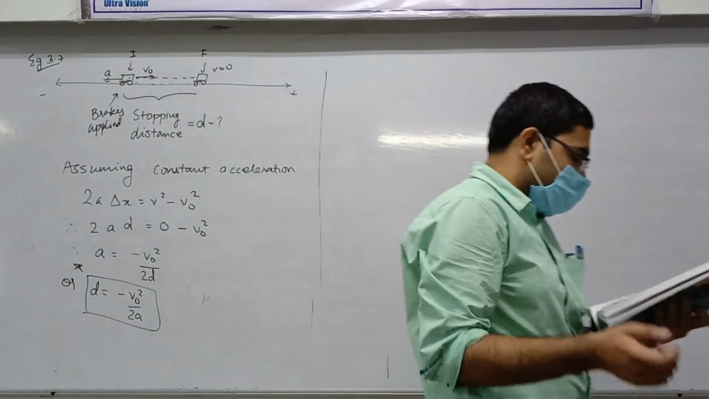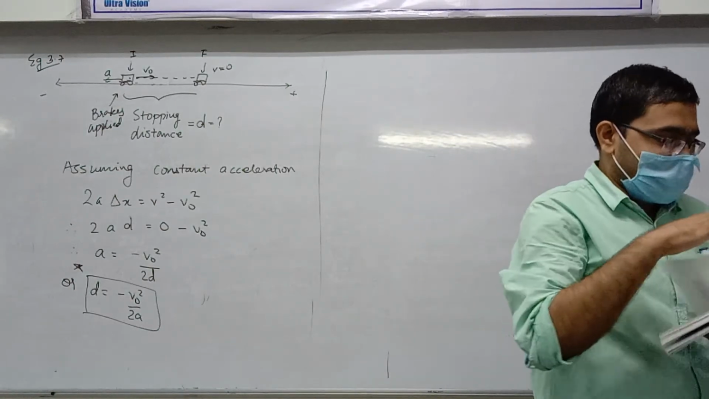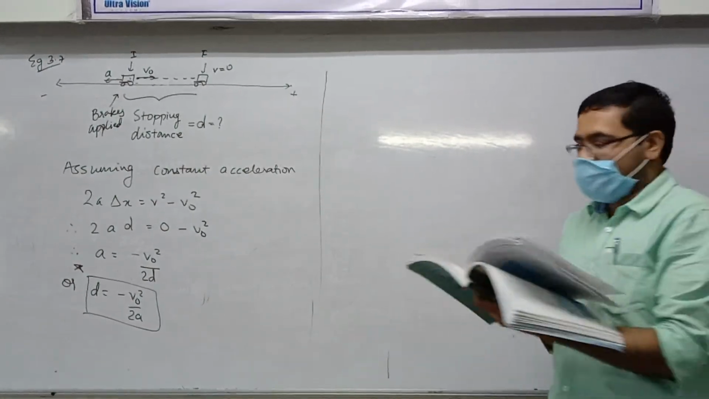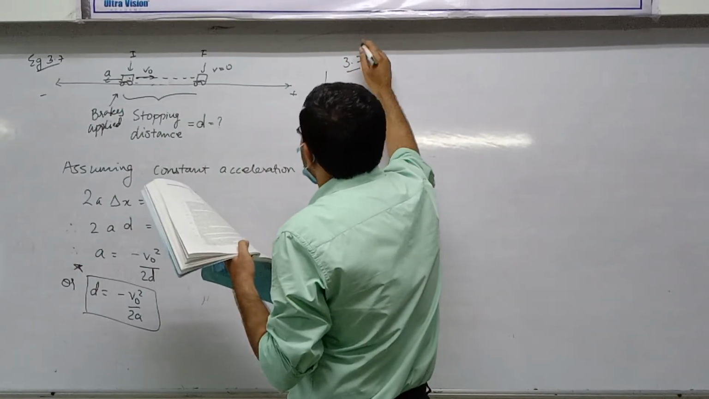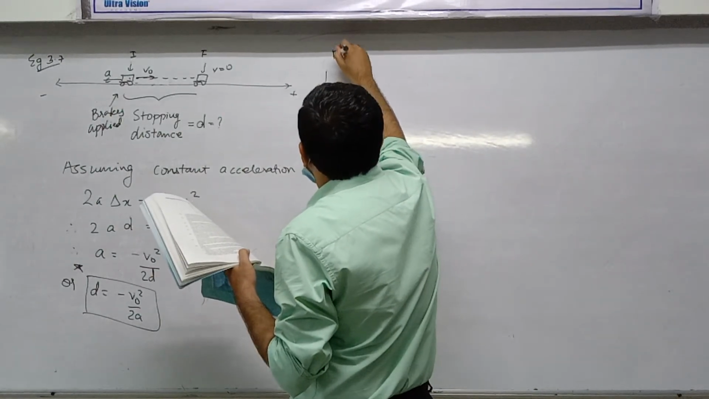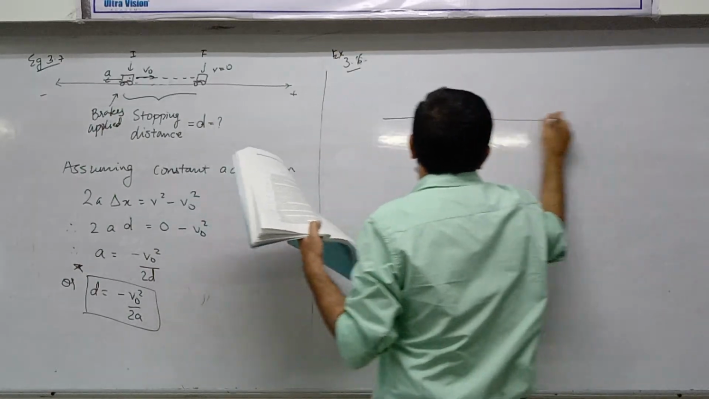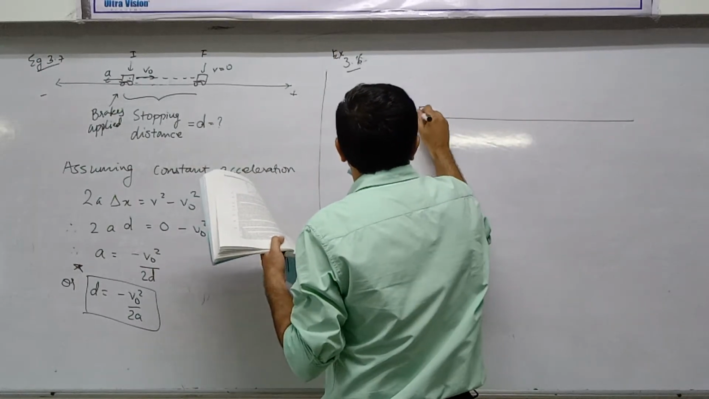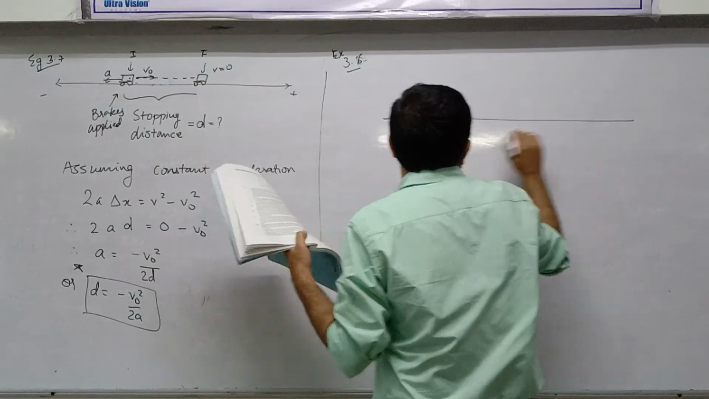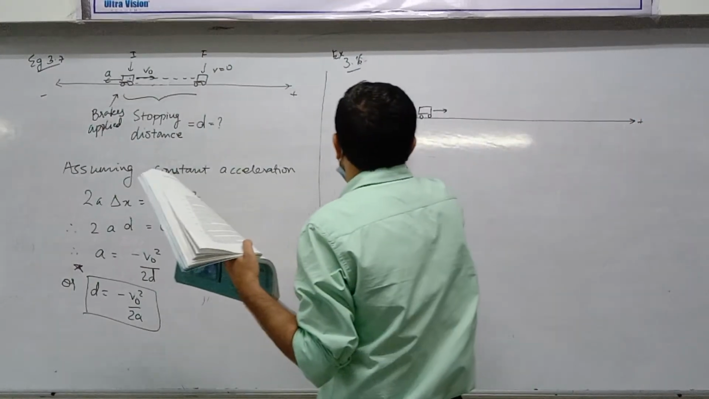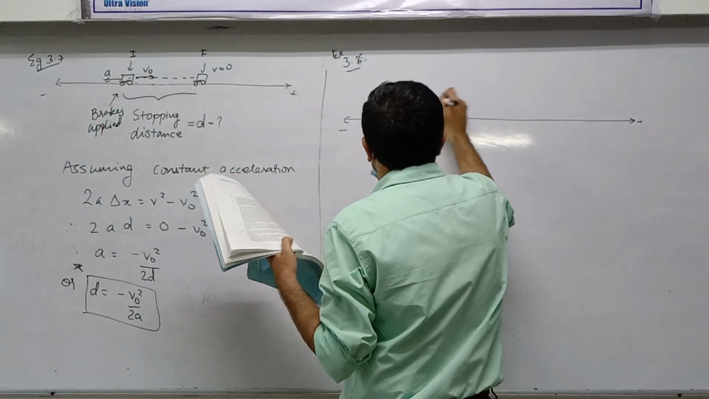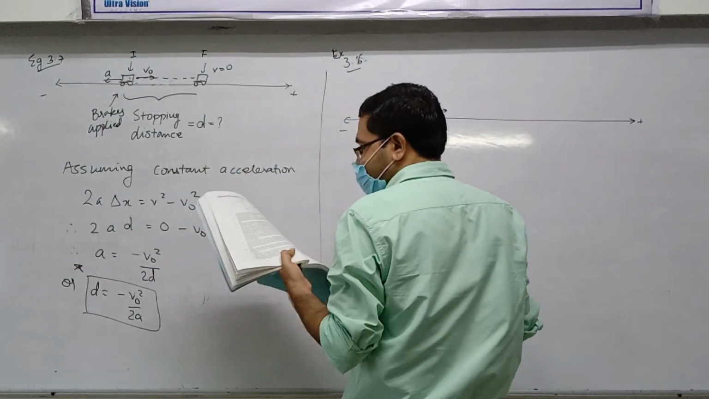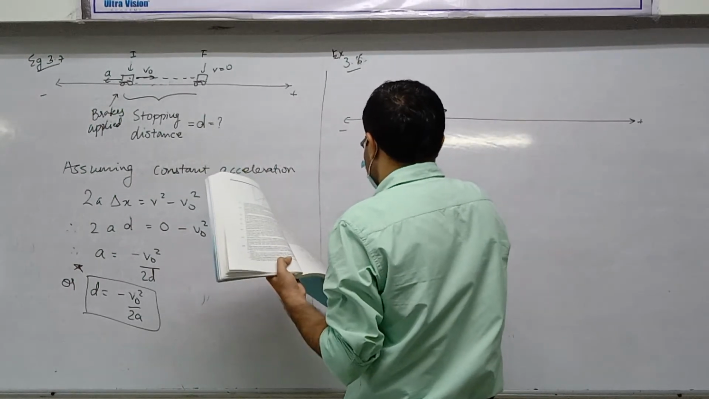A car moving along a straight highway with how much speed? 126 km per hour. Okay, let's draw a diagram. This is exercise question 3.6. This is a car. Let's say it's moving to the right side, and right side is positive. Left side is negative. So its initial velocity is towards the right. How much is that initial velocity?